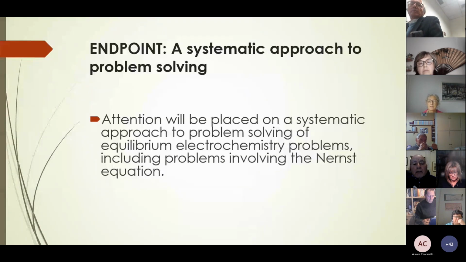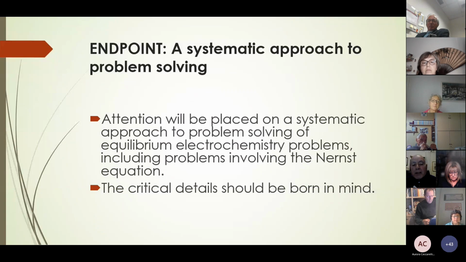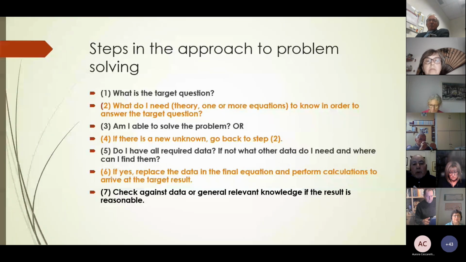So, to end, one can have a systematic approach to problem solving. Critical details should be borne in mind. A number of steps in the approach to problem solving should be taken into account. These are as follows. 1, what is the target question? 2, what do I need to know in order to answer the target question? 3, am I able to solve the problem? Or if there is a new unknown, I should go back to step 2.